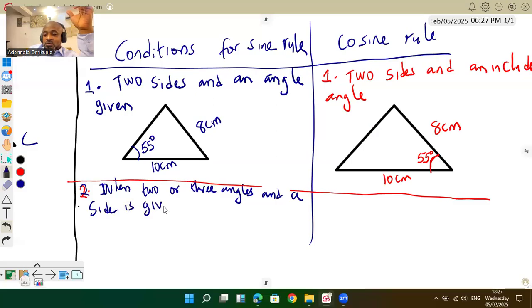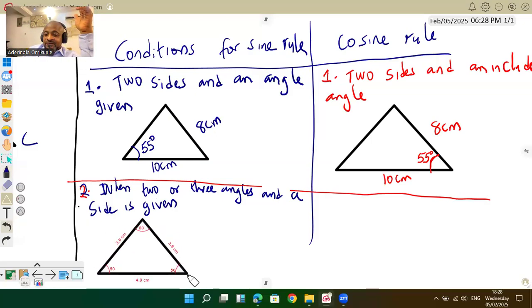The reason why I say two or three, most textbooks or most people will say when two angles are given. But the reason why I say two or three is because if you have two angles in a triangle, it automatically means you have the third angle. Okay, because you can always do angles in a triangle to get the third angle. So that's why I usually say when two or three angles and a side is given. So what does that mean?